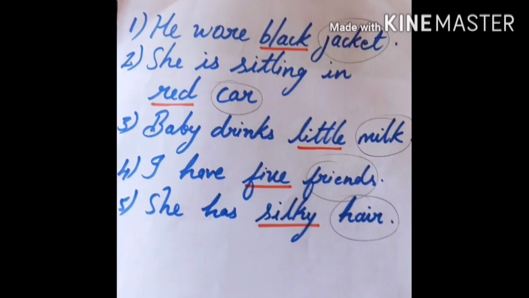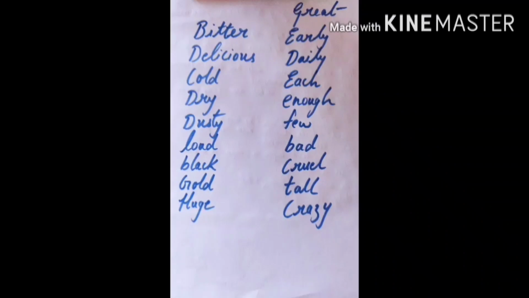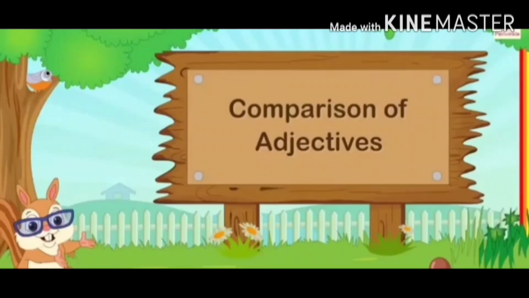She has silky hair. So what type of hair she has? Silky. So the noun hair is described as silky. So silky is again an adjective. We have few more adjectives here. Bitter, delicious, cold, dry, dusty, loud, black, gold, huge, great, early, daily, each, enough, few, bad, cruel, tall, crazy. They all are adjectives. We use adjectives to describe taste, touch, color, size, shape, time, amount, like very few, emotion, then to describe a person's appearance, etc.